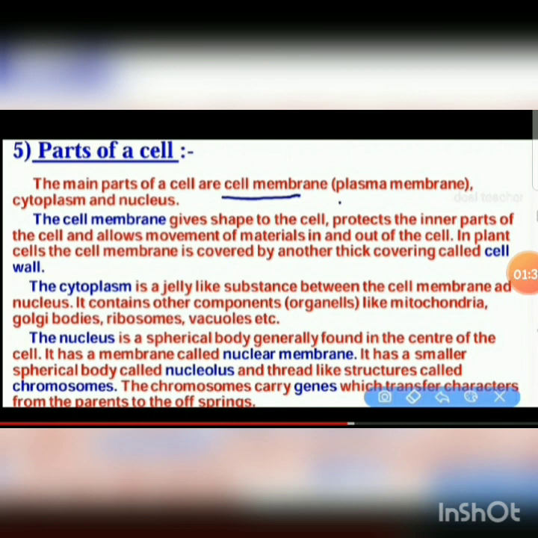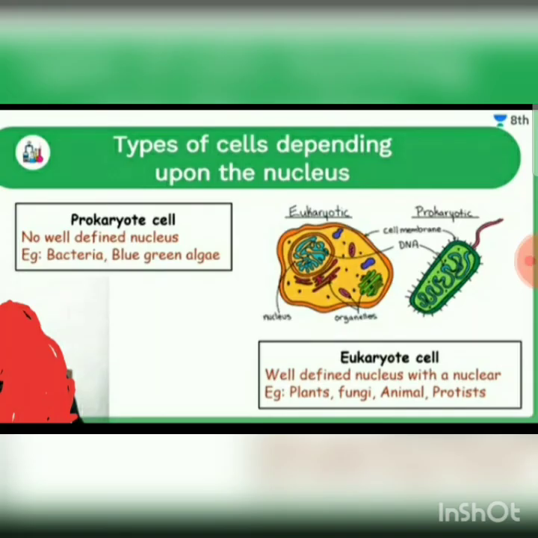The chromosomes carry genes which transfer characters from the parents to the offspring. So what does the chromosome do? They carry genes so that the characters are transferred from the parents to the offspring. Here are the types of cells depending upon the nucleus. Prokaryotic cell and eukaryotic cell. In a prokaryotic cell no well-defined nucleus is there, for example bacteria and blue-green algae. And eukaryotic cells have a well-defined nucleus with a nuclear membrane, for example plants, fungi and animals.